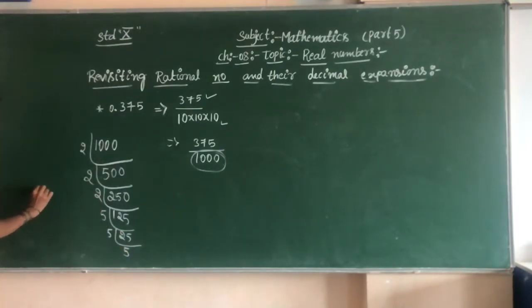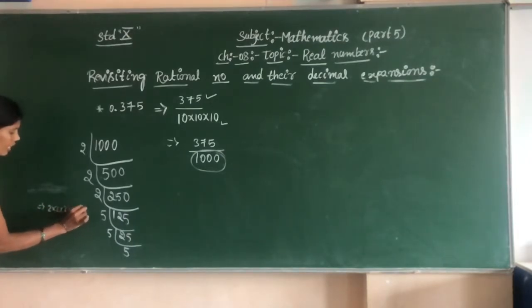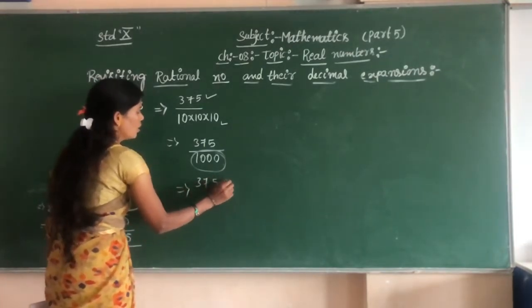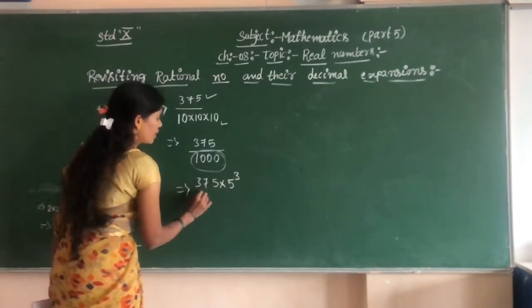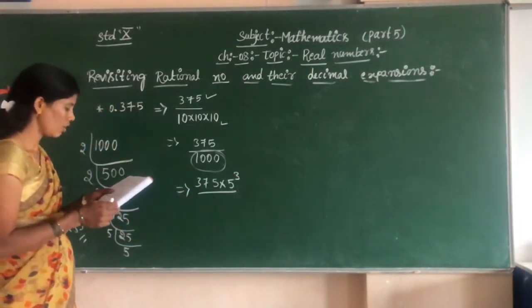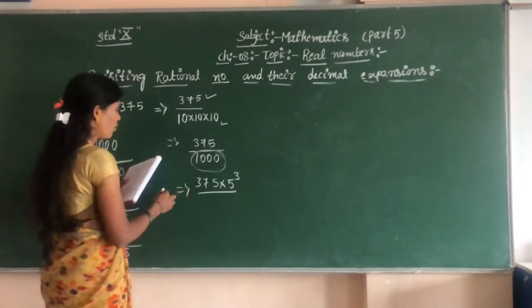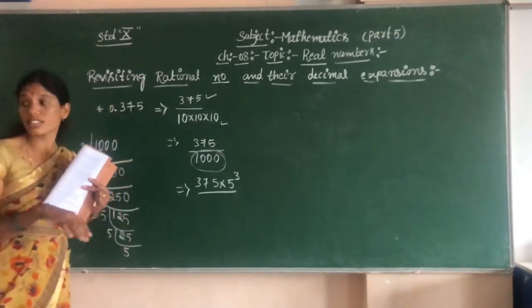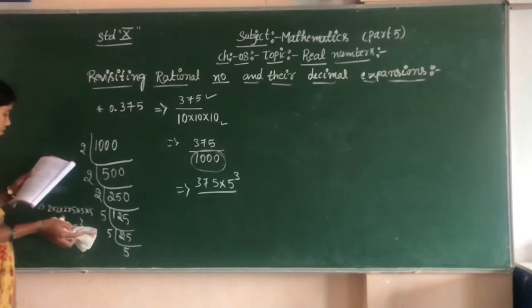The prime factorization is 2 into 2 into 2 into 5 into 5 into 5, that is 2 to the power of 3 and 5 to the power of 3. You should write it in the numerator also. Only you should write the rational number in the form of p by q. So this is using the prime factorization.